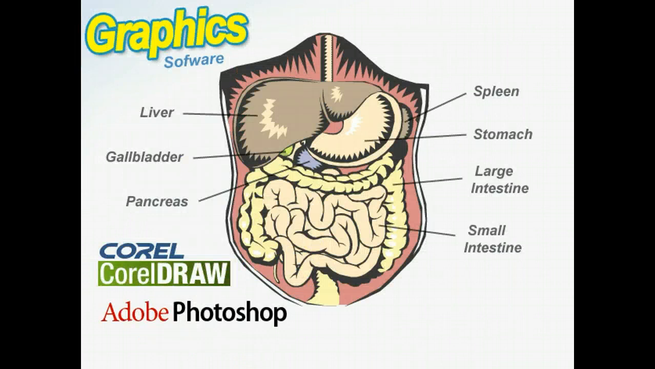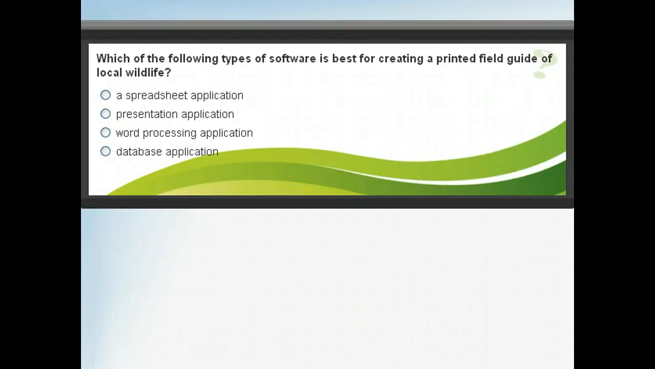Graphic software like CorelDRAW or Adobe Photoshop can be helpful when you want students to label parts of a picture. For example, this type of activity might be useful when students are learning about the parts of a cell, geological layers of the earth, or organs within the human body. You could also use this type of activity as an assessment tool. We've looked at a few different types of software. Before we move on to how the internet can be used in the classroom, take a moment to answer the question for review.